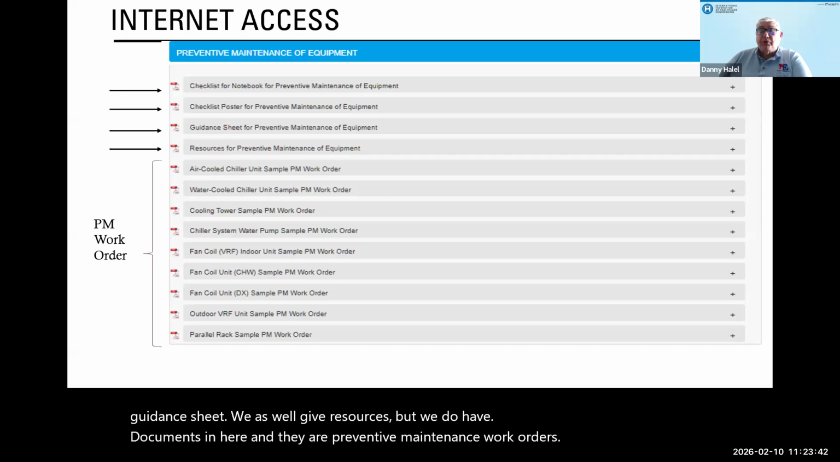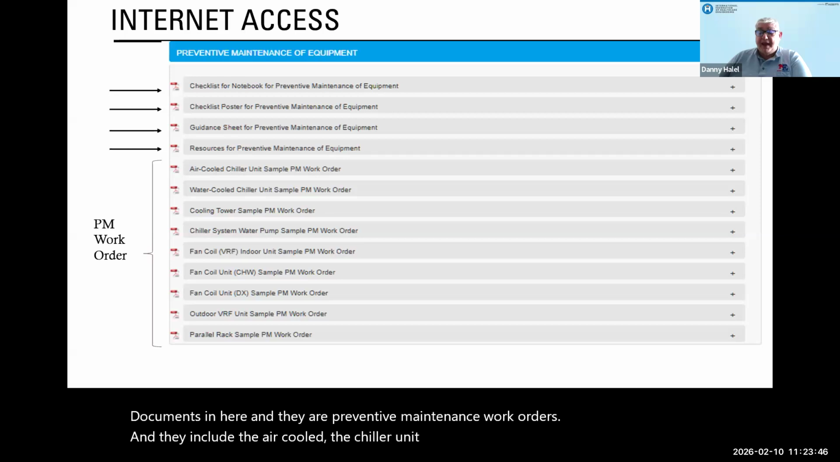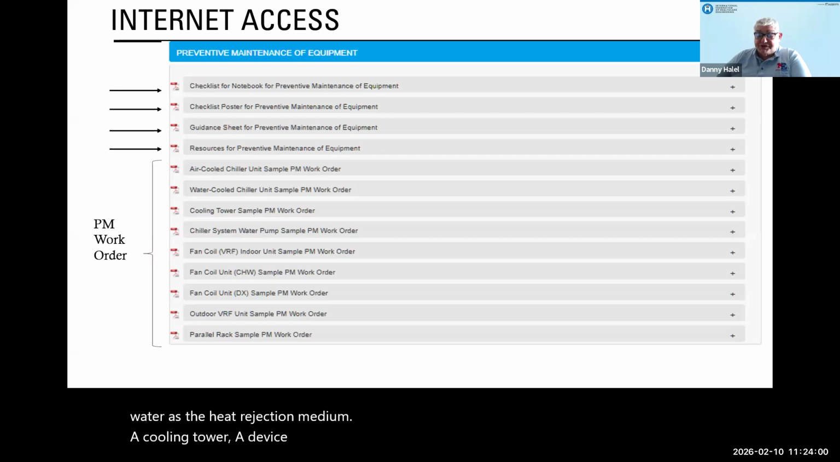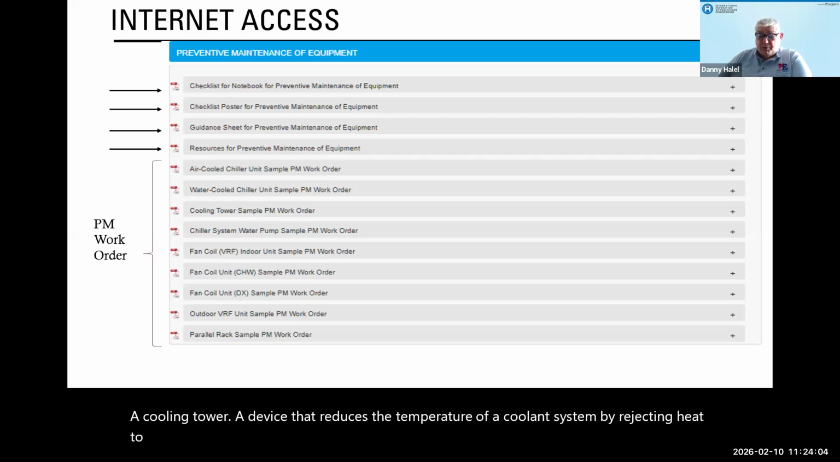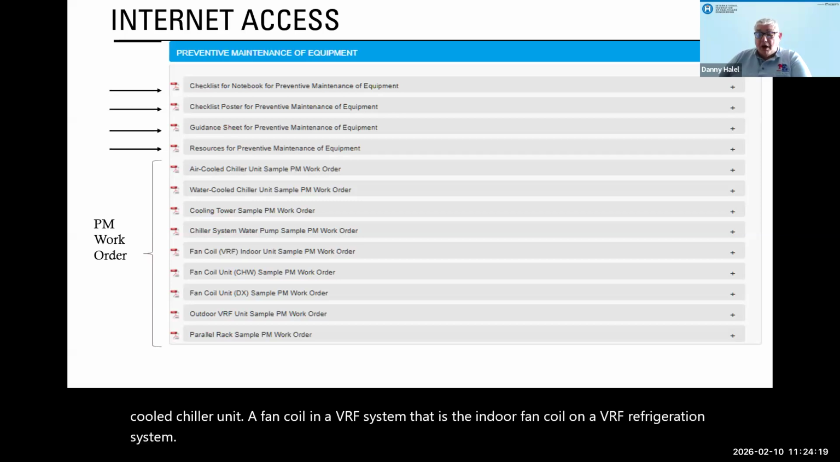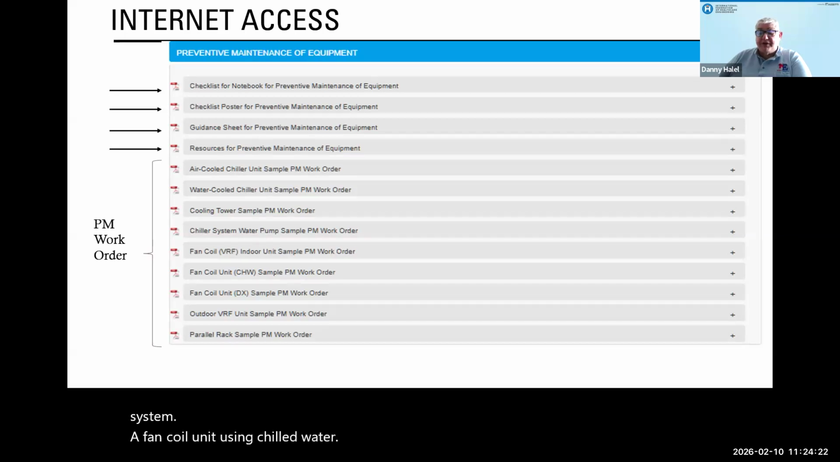And they include the air-cooled chiller unit, that is a refrigeration system using ambient air as the heat rejection medium, a water-cooled chiller unit, a refrigeration system using water as the heat rejection medium, a cooling tower, a device that reduces the temperature of a coolant system by rejecting heat to the atmosphere, a chiller system water pump, that is the pumping system for a water-cooled chiller unit, a fan coil in a VRF system, that is the indoor fan coil on a VRF refrigeration system, a fan coil unit using chilled water, a fan coil unit in a standard DX system, an outdoor VRF system, that is the outdoor condensing unit serving a VRF unit, and a parallel rack.